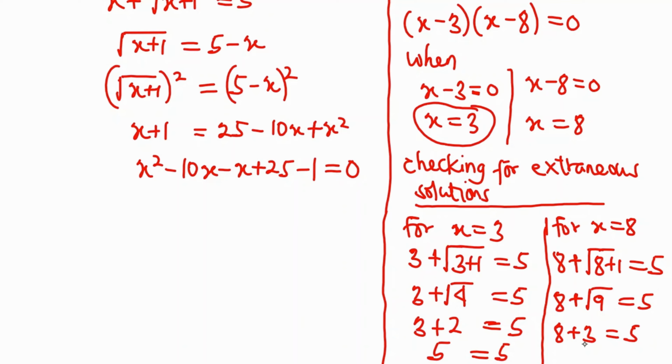But when we sum 8 and 3, we get 11, which is equal to 5. But there's no way 11 is equal to 5. So we can see that the value x is equal to 8 is not a solution to this question. So we have been able to identify one extraneous solution here. So x is equal to 8. It's not 5, because whenever we substitute 8 here into the question, we are getting 11, which is not equal to 5.